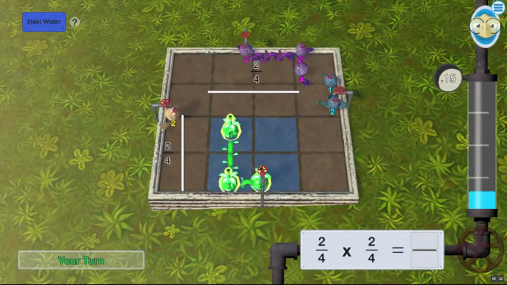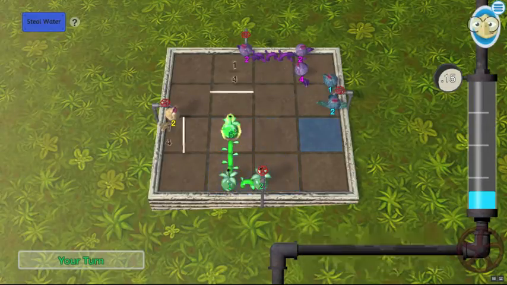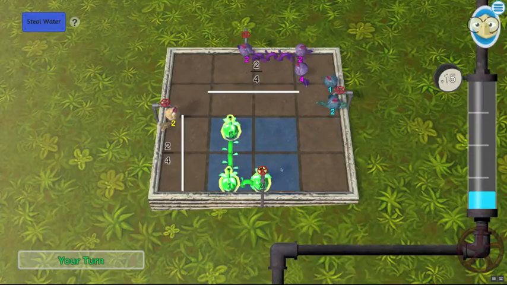This water tank tells me how much water I have left, and it takes exactly one full tank to water the entire farm field. So now it's my turn. Let's see what I can do. Well, what I'd like to do is water all of my plants over here.